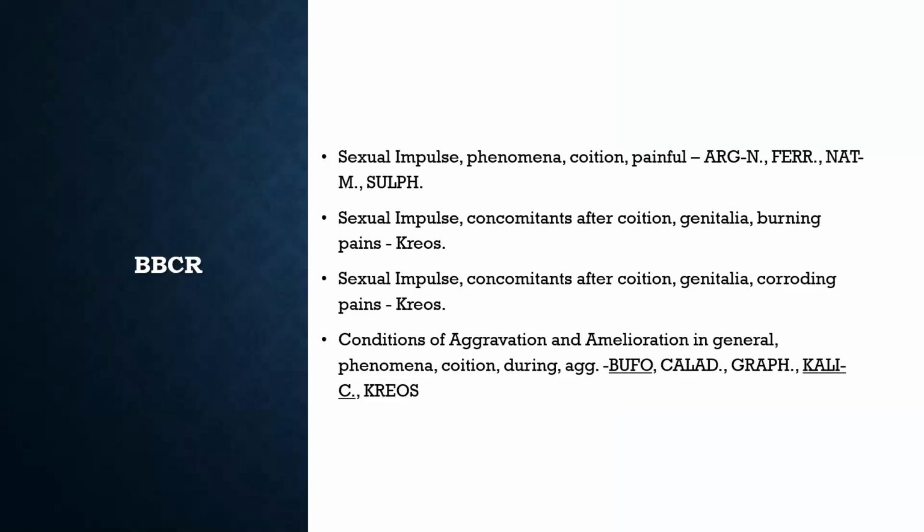The next one is BBCR. Under the chapter sexual impulse phenomena, you will go to coition painful. And then sexual impulse, concomitants after coition, genitalia burning pains. In the same way, corroding pains will be there. And if you go to the conditions of aggravation, amelioration in general, phenomena, coition during aggravation. That also you can take.